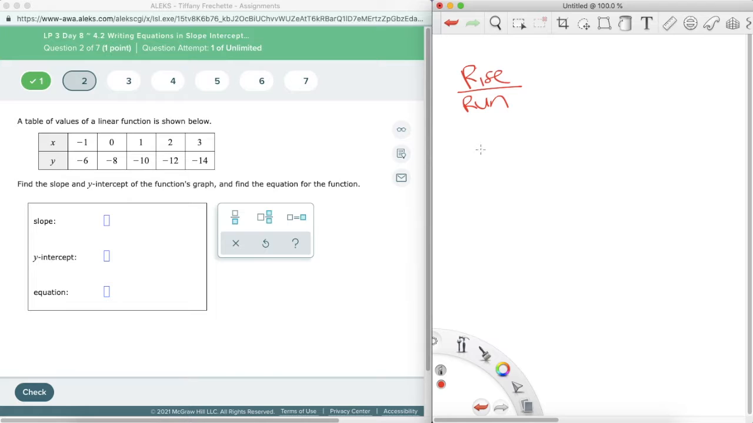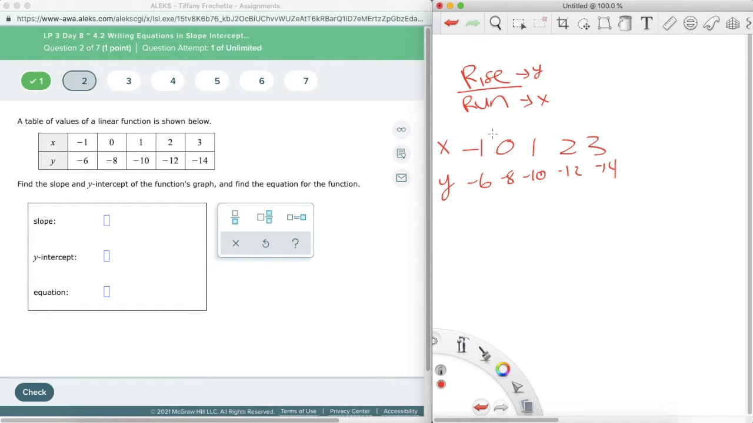So if I look at these numbers, I go -1, 0, 1, 2, 3, and then -6, -8, -10, -12, -14. What I want to do is see the pattern. So this is my X, this is my Y. Run, this is the change in X, and this is the change in Y. It's not just X and Y, it's the change. What am I changing by each time?